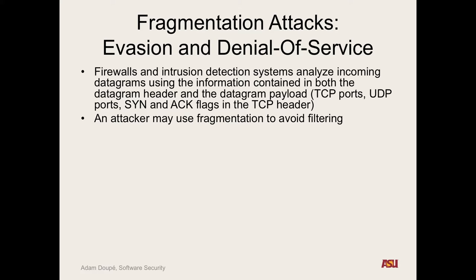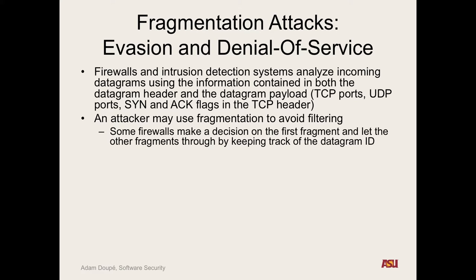So one thing we can do is try to avoid filtering by using fragmentation. Oftentimes, the firewall is going to have to decide if it allows that packet through or not. It sees a packet, it just has to say, do I allow it or not? With fragmentation, it doesn't have all the data. An IP fragment only has a part of the higher level data. So then it has to decide, do I let this go or do I not let it go? Some firewalls can make a decision on the first fragment to let it through or not. So we can maybe trick it to let us through on the first one, but really the thing we want to get through is actually kind of malicious.